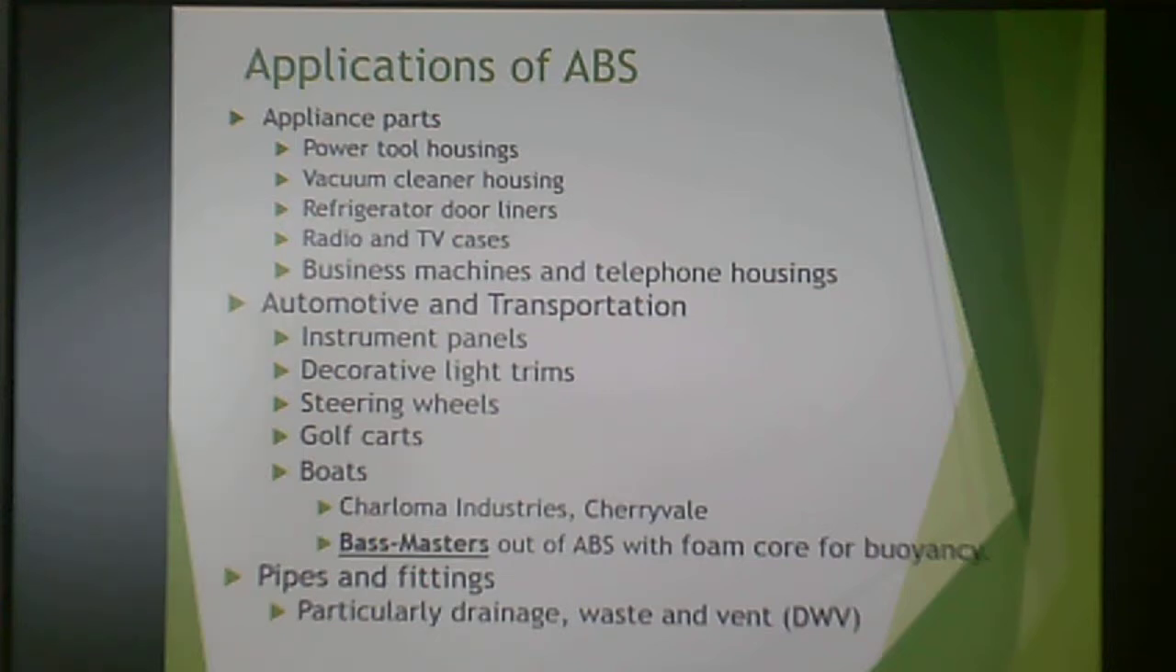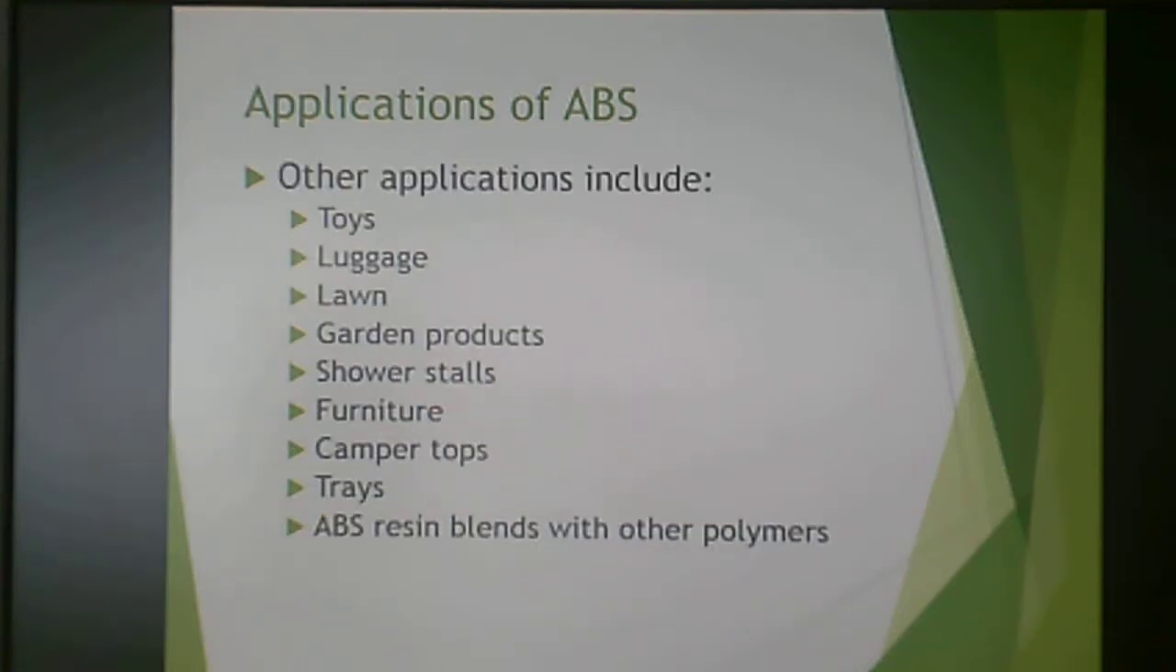It's also used in automotive and transportation applications like instrument panels, decorative light trims, and steering wheels. Charloma uses a lot of ABS, and they use ABS with a foam core for buoyancy. Typically, ABS is used in pipes and fittings for drainage pipes, waste and vent pipes specifically. ABS, of course, is used in toys, garden products, furniture, trays, and then ABS is blended with other polymers as well.